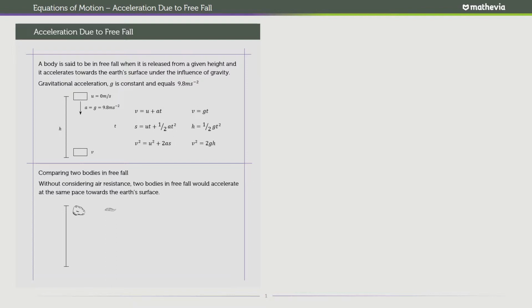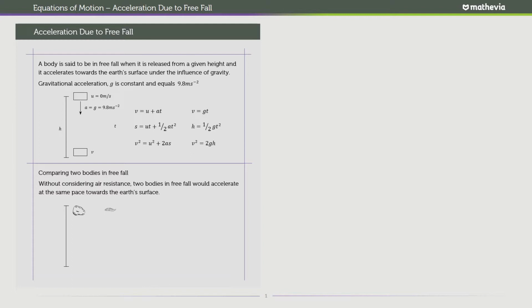But in truth, two bodies, because I've been talking to you about acceleration due to free fall, final velocity, we've not mentioned anything about weight, okay? And the weight has nothing to do with the acceleration of the body or the time it will take for the body to hit the ground. In truth, without considering air resistance, two bodies in free fall will accelerate at the same pace towards the Earth's surface. Now, here's what it is. It's the air that makes a difference, okay? And that is why in real life the stone hits the floor before the feather.